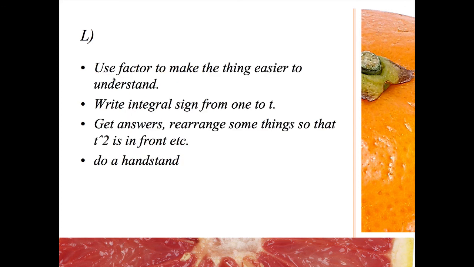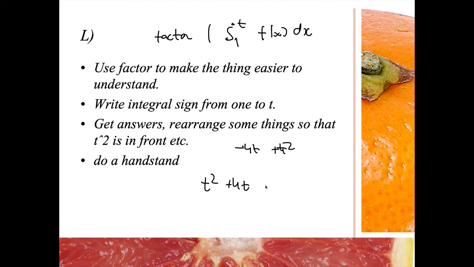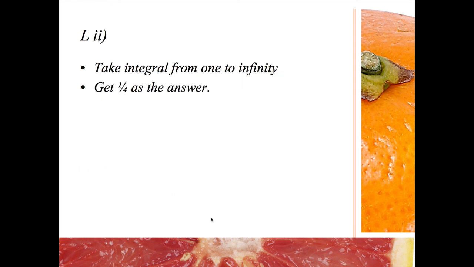And you can use the factor function to make it easier, so we just do factor of the integral from 1 to t, right, of f of x dx, and then you just get something like minus 4t plus t squared. Just gotta rearrange it so it's t squared plus 4t plus some number over 4t squared. Anyway, just rearrange it so it looks nicely. And for this one, you just get 1/4 as the answer.